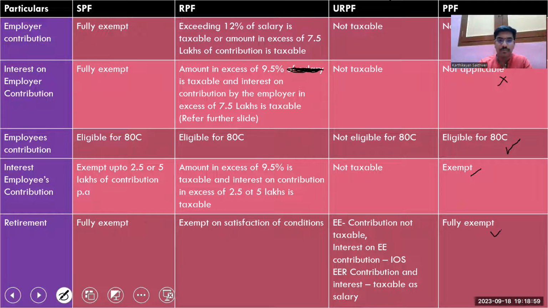Yes, sir. So if employee's contribution is in any of the cases not taxable, yeah? Yeah, basically that is my application of income. It cannot be taxed first of all, but I'll just put it this way. Is my OneNote visible?